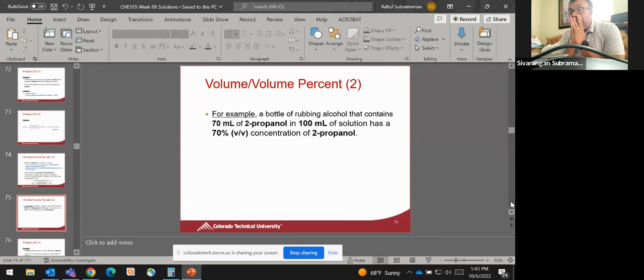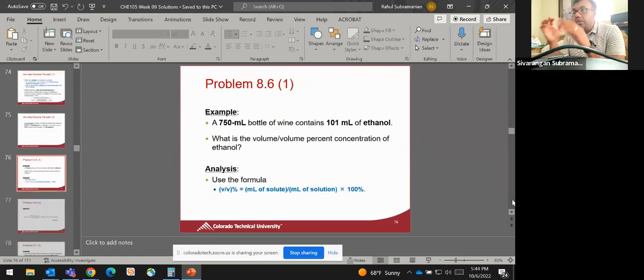Let's look at rubbing alcohol. This is again a very common disinfectant that you can find over the counter in Walgreens or CVS. So now the active ingredient is isopropanol, which is an alcohol. So you have 70 milliliters of the alcohol in 100 milliliters of solution, which is basically 70 divided by 100 multiplied by 100. The 100 and 100 get canceled, and you get 70% volume over volume.